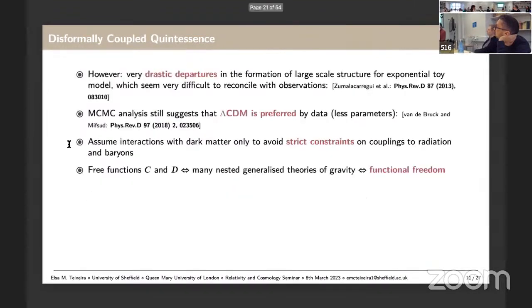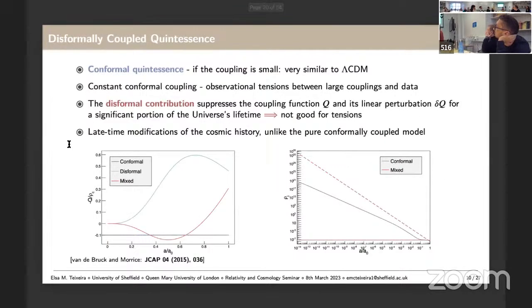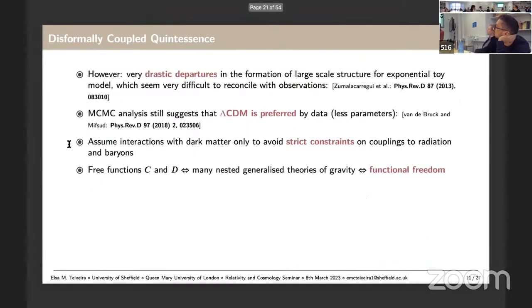Okay, but this doesn't work, and why? Because usually for all the cases, we will have very drastic departures in the formation of structures, exactly because of what we saw here, because this can be quite problematic. Also, again, if you perform sampling analysis, so a Monte Carlo Markov chain analysis, which I will explain as well, we find that ΛCDM is still preferred by the data, so there's no reason to take all these extra parameters.